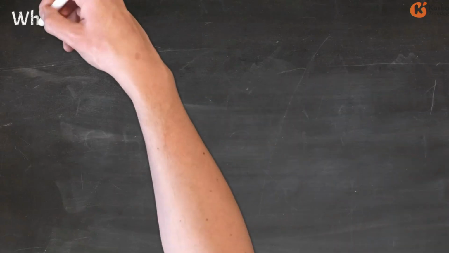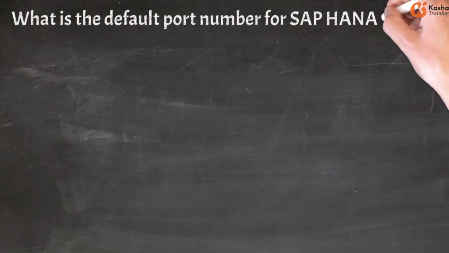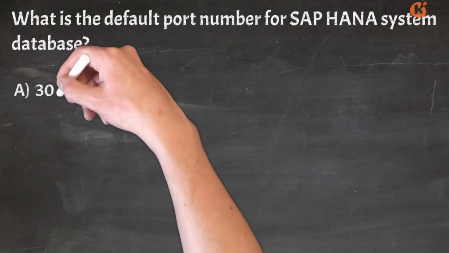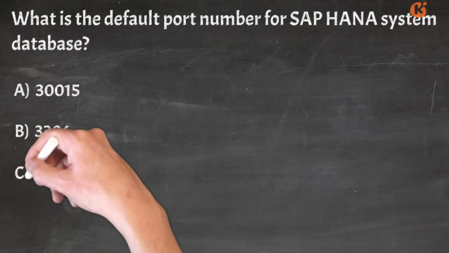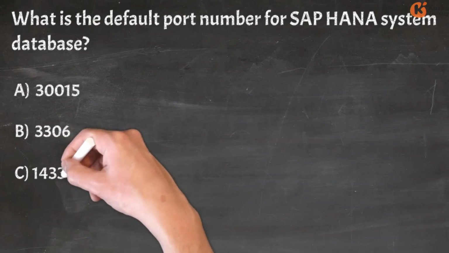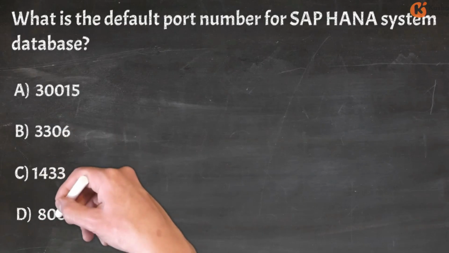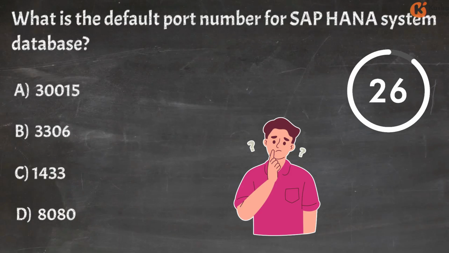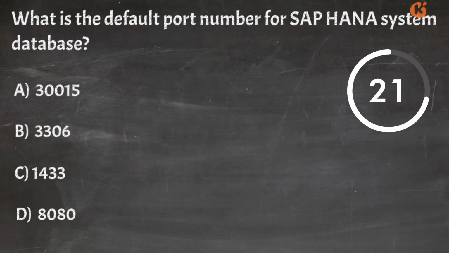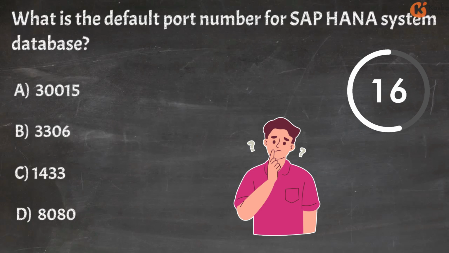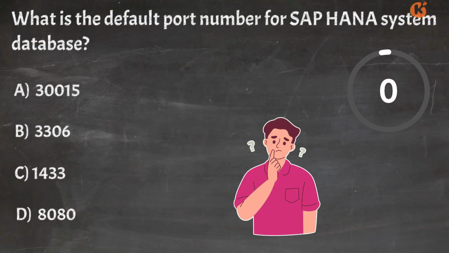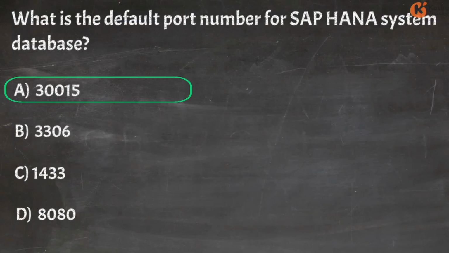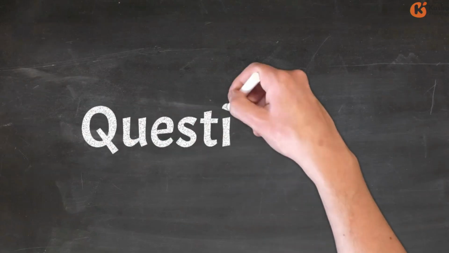Question 24. What is the default port number for SAP HANA System Database? A. 30015. B. 3306. C. 1433. D. 8080. Correct answer A. 30015.